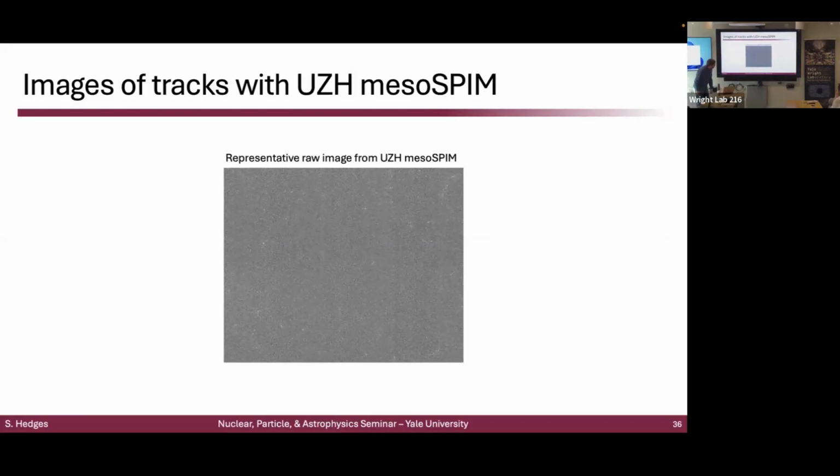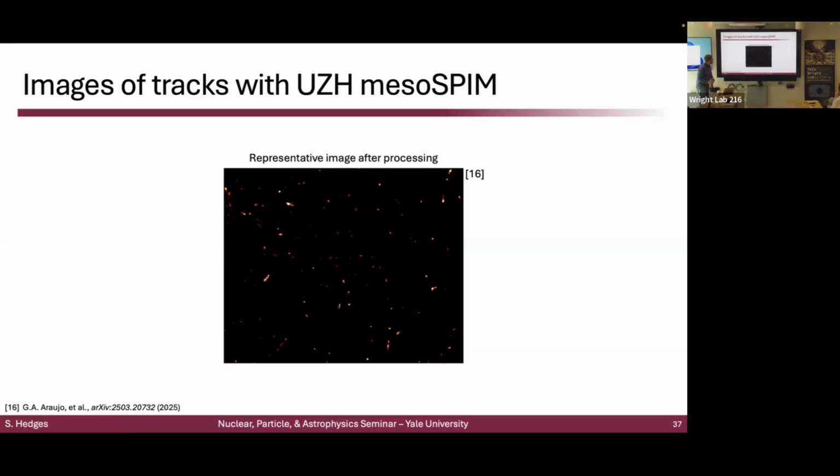So, wow, this looks even worse on the TV than on my screen. This is one of the first images that we took with the mesoSPIM at the University of Zurich. If you squint here, you can see there are some spots that are brighter than others. There's lots of noise in this, but we're able to do some image analysis and come up with something that looks like this. That involves basically some filtering, some normalizing, and some thresholding. And we get things that have some nice tracks in it.